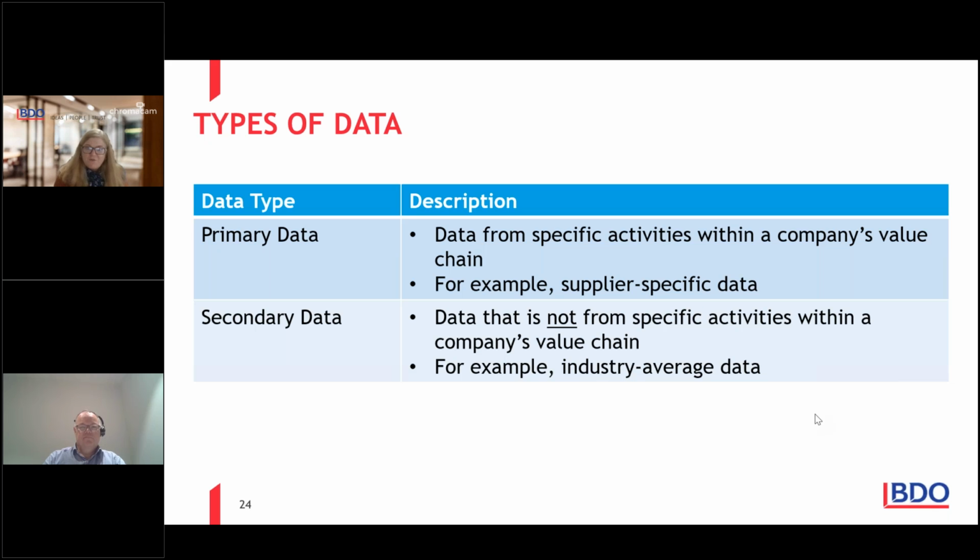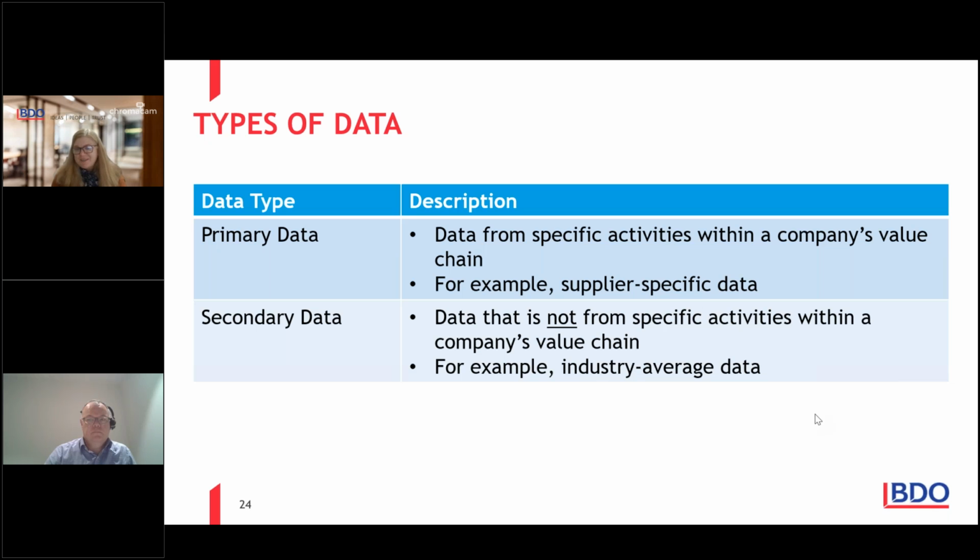So it's data from specific activities within a company's value chain. So that is supplier-specific data. So I would say if I buy goods from 50 different suppliers, I would have a carbon intensity or a carbon factor for each supplier. And I'll multiply it with what I've spent there, for example. So that's primary data, very specific.